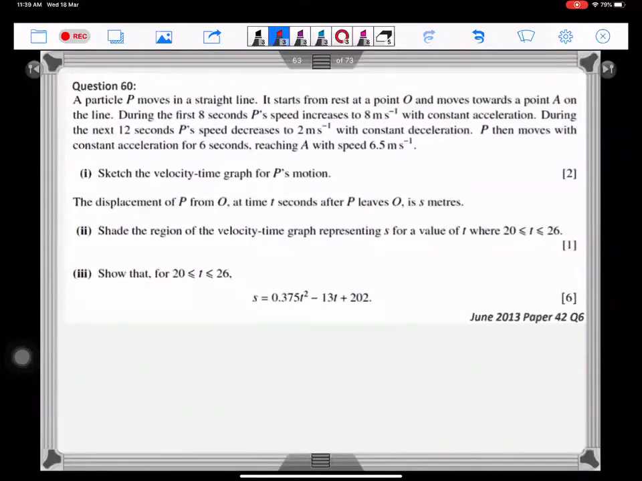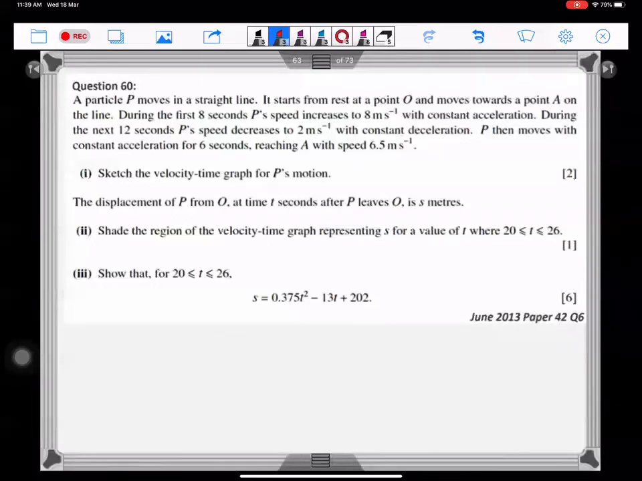A particle P moves in a straight line. It starts from rest at a point O and moves towards a point A on the line. During the first 8 seconds, its speed increases to 8 meters per second with constant acceleration. That means during the first 8 seconds, the velocity reaches from 0 to 8 in 8 seconds. That means acceleration is 1. If I draw it on a velocity time graph, it will be a straight line segment.